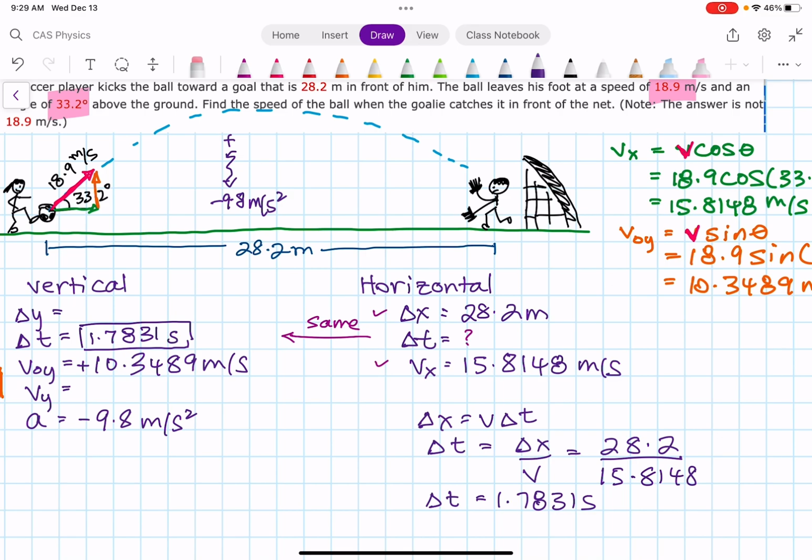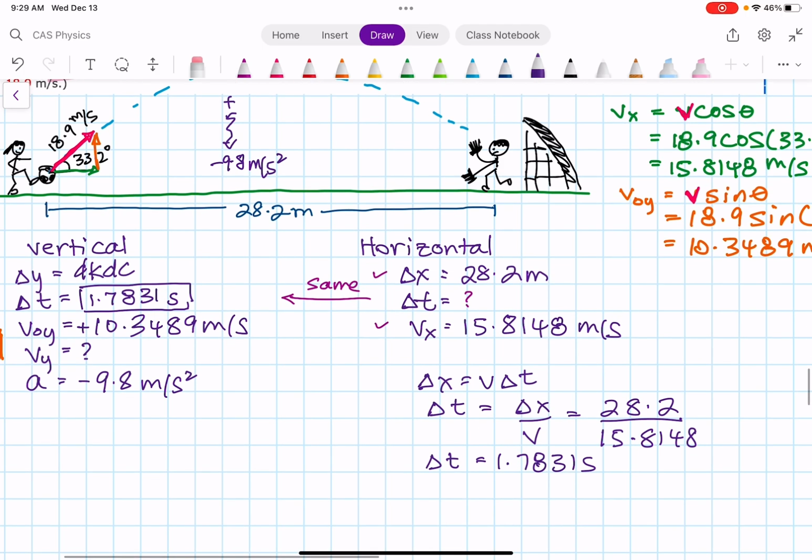I can ignore the delta y. That can be my don't know, don't care. And then my question mark is the Vy. So then plugging that in, without the y, I've got V equals V naught plus A delta T. And I should put the y's in here just so we're clear on that.